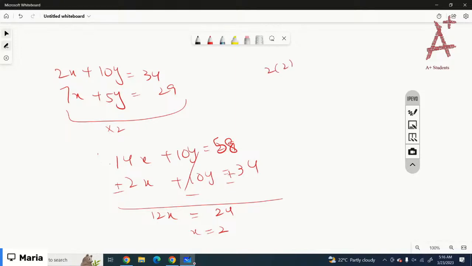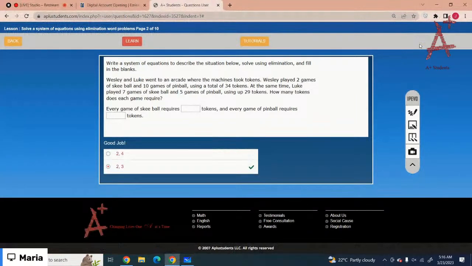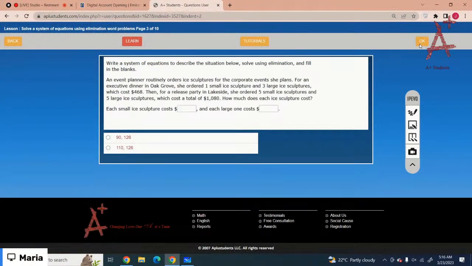It would be 2 times 2 plus 10y equals 34. It would be 10y equals 34 minus 4. 10y equals 30 and y equals 3. So the correct option is 2 and 3. Got it? The second option is the correct one. Okay, let's just move on to the next example.